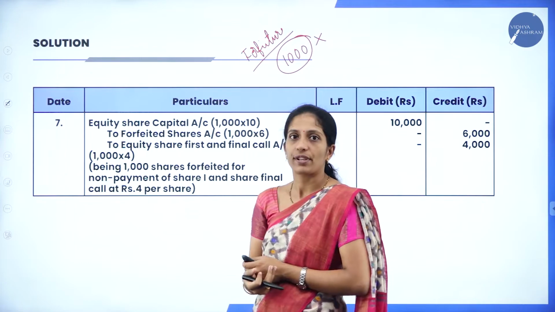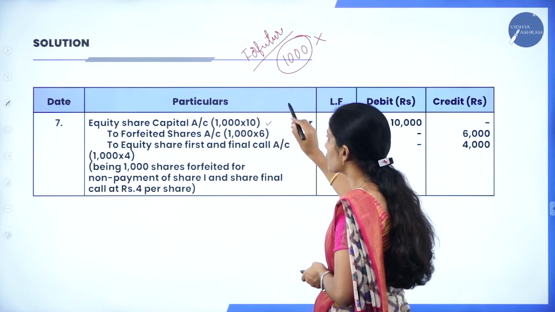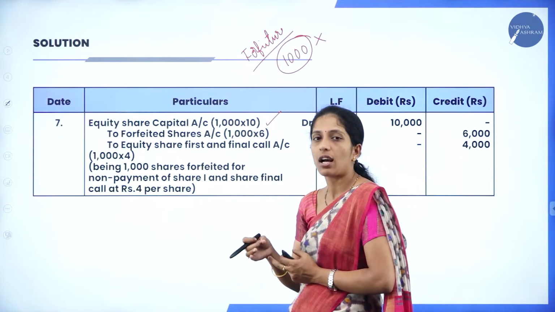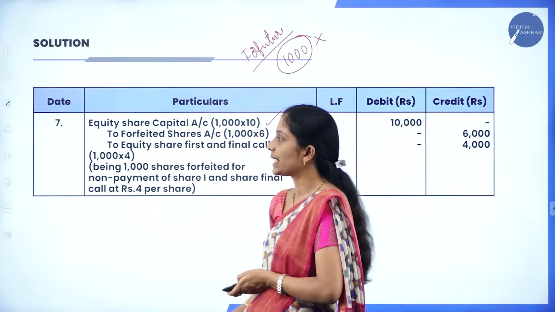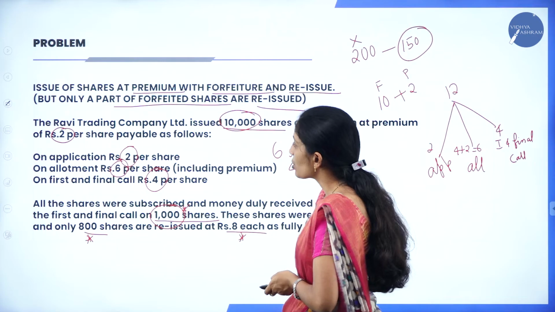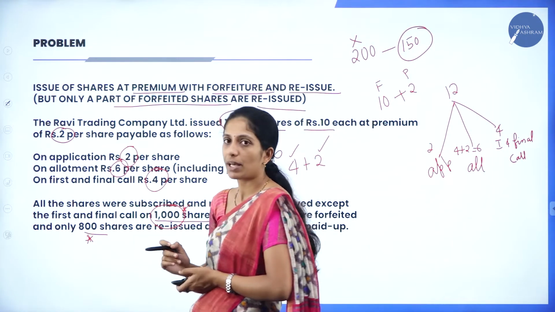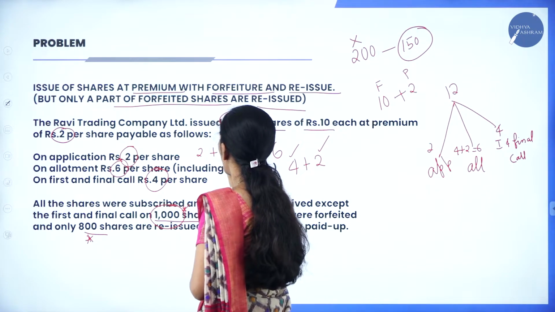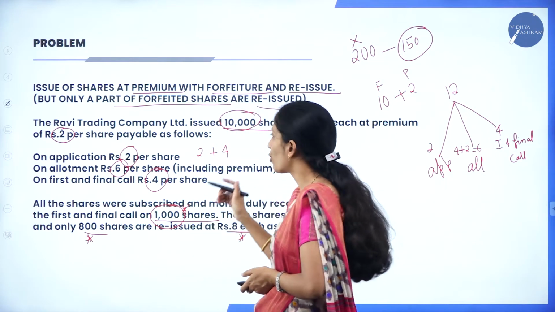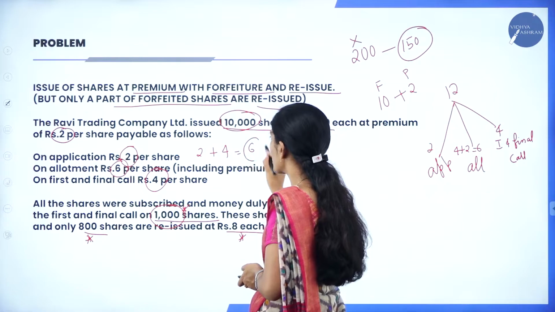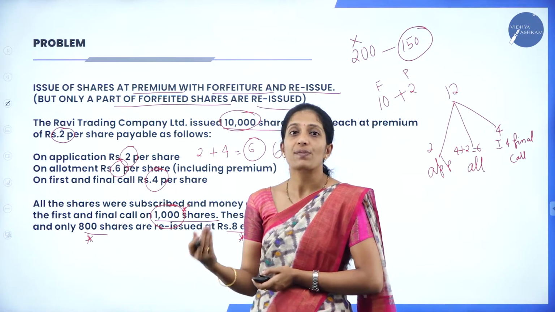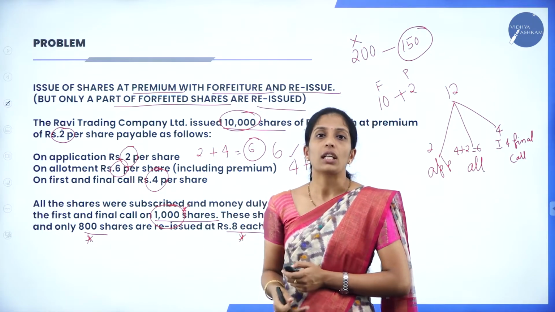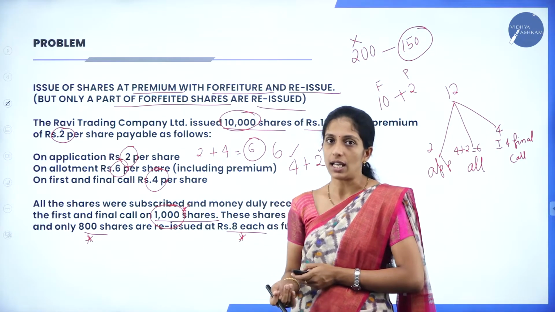Now how much will transfer to equity share capital? 1,000 into 10, that is the full value of shares. To forfeited shares account, how much have we received actually? Now go through the problem. So we have received application and allotment money, that is 2 on application plus 4 on allotment. Leave the premium, 4 on allotment. So total 6 rupees we have received and 4 rupees we have not received on first and final call. That will be transferred to equity share first and final call account.